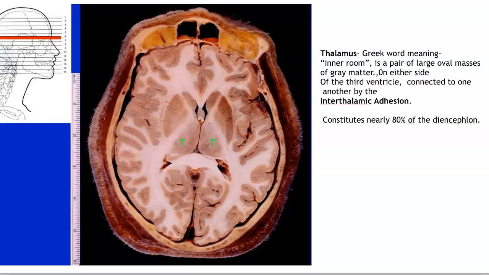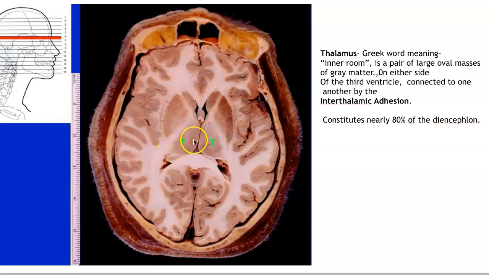Now, let's get back to the thalamus. The thalamus is the biggest part of the diencephalon. It's about 80% of our diencephalon. It's a pair of large oval masses. It's a pair, so there's one in each cerebral hemisphere. So we got one on the right and one on the left.